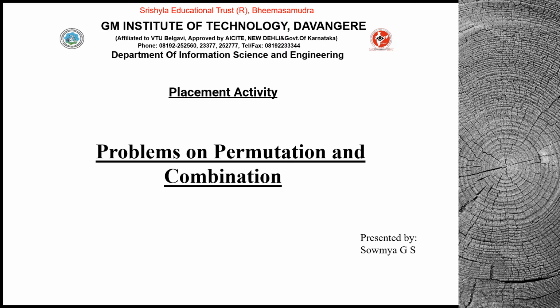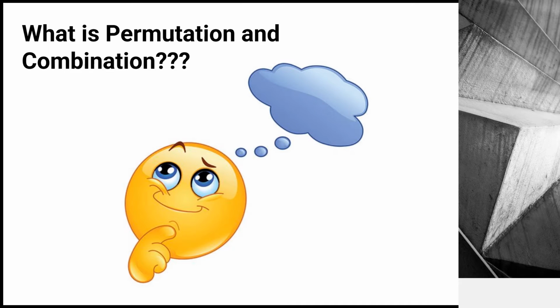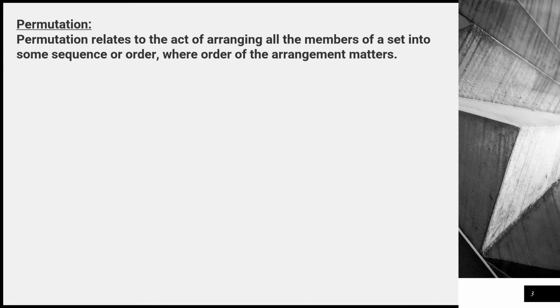So let's see, what is permutation and combination? First, what is permutation? Permutation relates to the act of arranging all the members of a set into some sequence or order, where the order of the arrangement matters. So here, anything we take, the order of things, letters, etc., the arrangement matters. Understand this line.